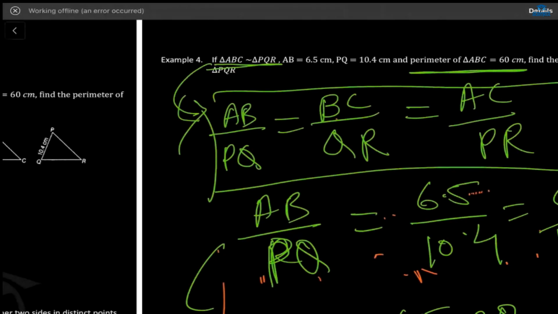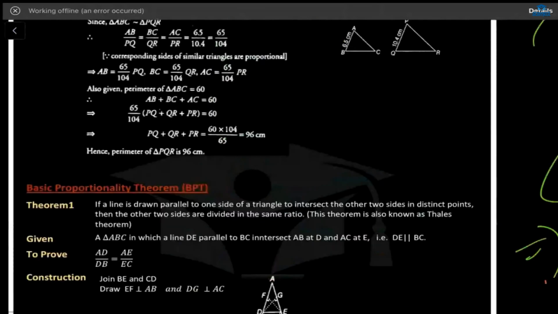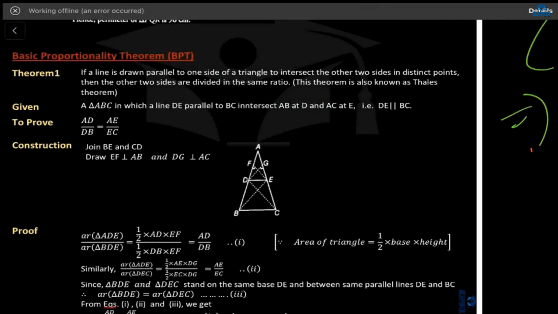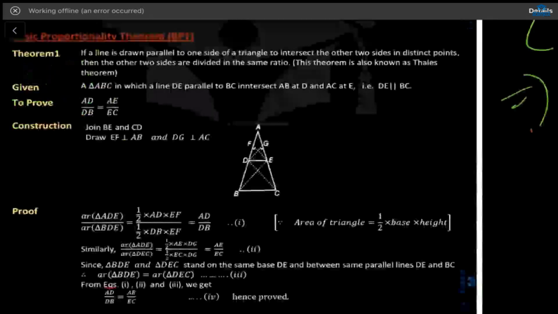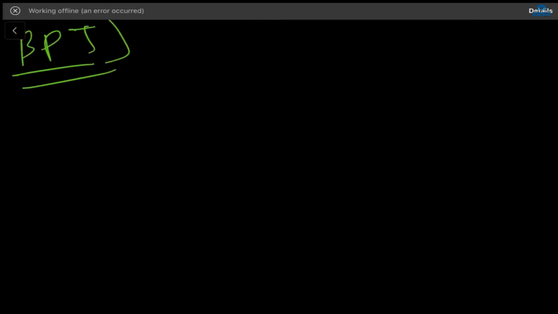Now the main things start from here, the main theorem, that is the basic proportionality theorem, BPT. What does the BPT say? It says that if a line is drawn parallel to one side of a triangle to intersect the other two sides in distinct points, then the other two sides are divided in the same ratio. This is also known as the Thales theorem.